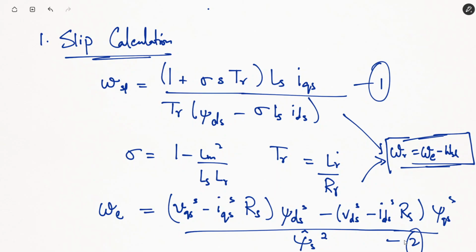For equation number 1 and equation number 2, we actually need the values of Iqs, Ids, Vqs, Vds. So we need the values of voltage and currents. Then using ABC to dq transformation, we can convert them into their respective quadrature and direct components. We also need to know the values of Rs, Lm, Ls, and Lr. Once we have these values, we can calculate the rotor speed of the induction motor.